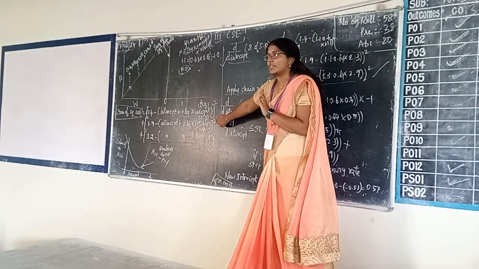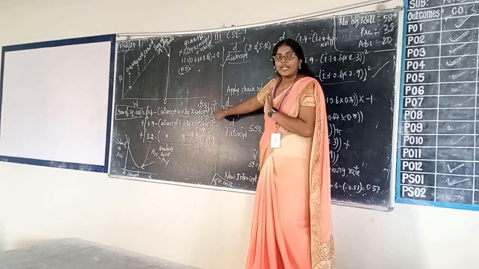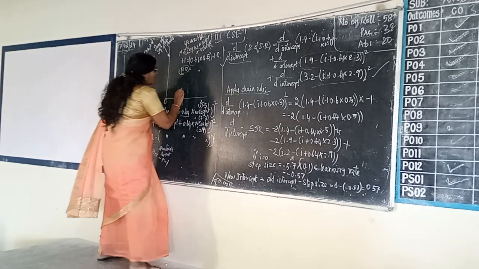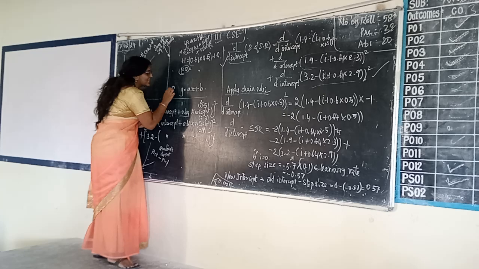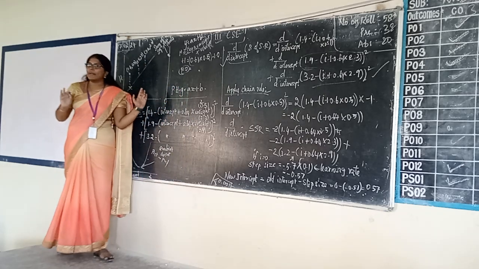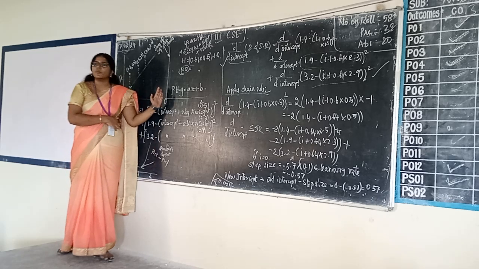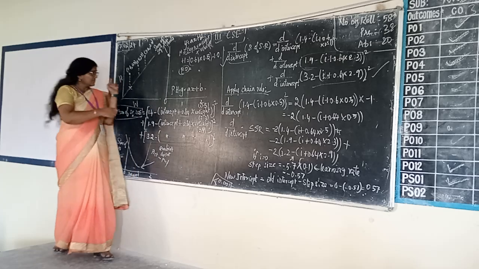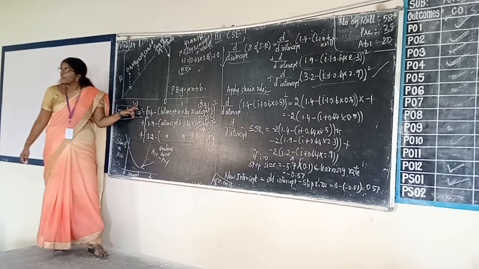Options, are you clear about this? Girls, boys, are you clear about this? We are just applying the formula y is equal to ax plus b for prediction. We are going to predict height. Keep in mind, you are going to predict height. Y axis is height. X axis is weight.